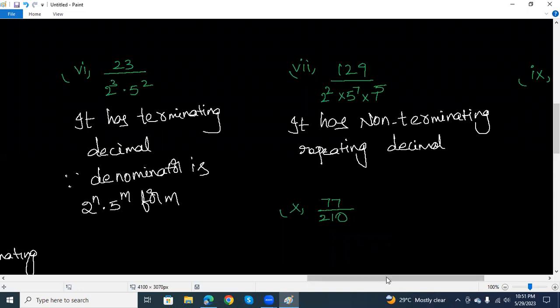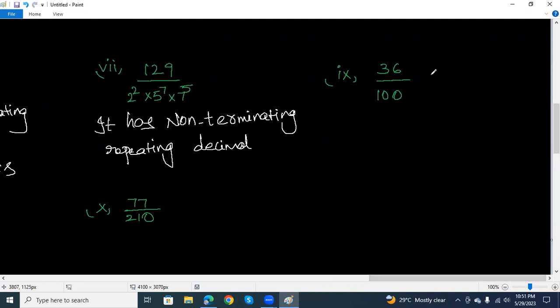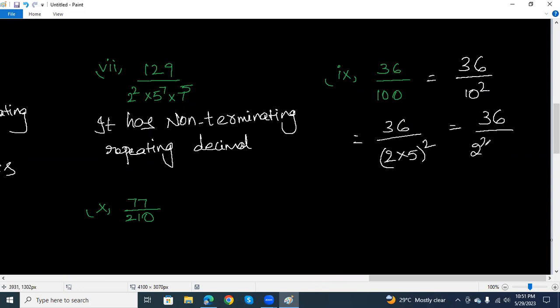Next, ninth one. This is like 36 by 10 square, right? This is nothing but 36 by 100. Prime factorization is 2 square and 5 square. So this is like 2 power n, 5 power m. So we can conclude it has a terminating decimal.